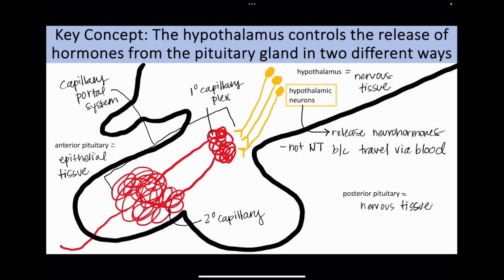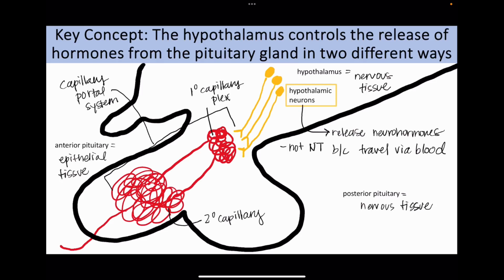And then this entire thing here with the 2 plexuses is considered a capillary portal system. So again, the anterior pituitary has no direct nerve connection with the hypothalamus. It's going to communicate with the hypothalamus through this portal system. So the neurohormones are secreted by the hypothalamus and then carried to the anterior pituitary through this portal system. Does anybody remember what skeletal structure the pituitary gland sits in the skull? Sella turcica. Just a little review.